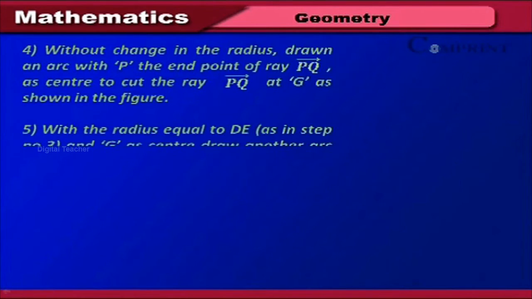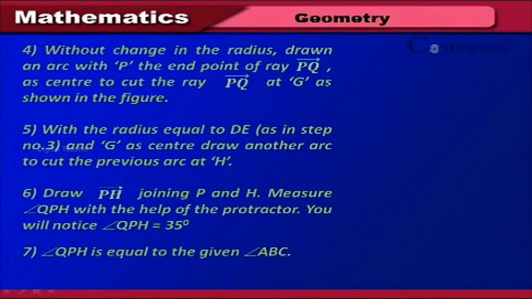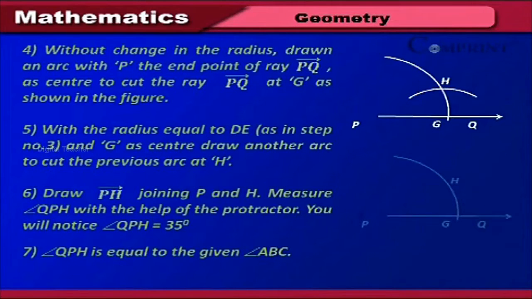4. Without change in the radius, draw an arc with P, the end point of ray PQ, as center to cut the ray PQ at Z. 5. With the radius equal to DE and Z as center, draw another arc to cut the previous arc at H. 6. Draw PH ray joining P and H, measuring angle QPH.